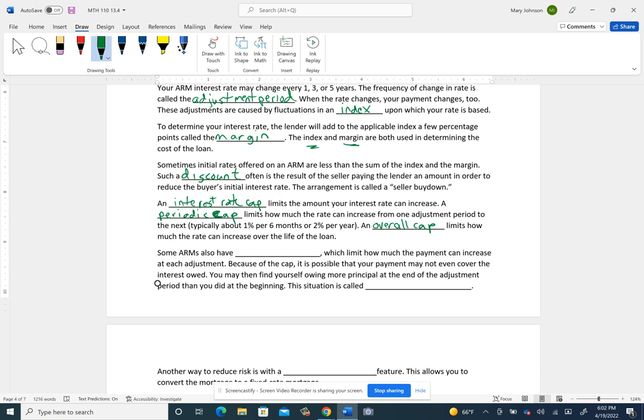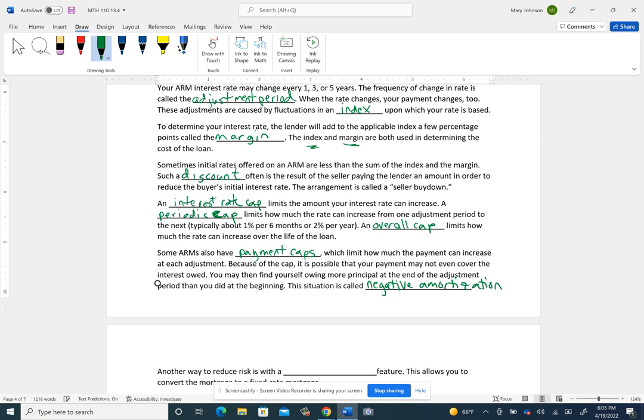All right, so some adjustable rate mortgages also have payment caps. So this limits how much the payment can increase at each adjustment. So maybe they base it on, okay, we don't want your payment to go up more than $50 each adjustment. So because of this, there are these times when your payment might not cover the interest you owe. You actually owe more principal at the end of the adjustment period than you did at the beginning, which is weird but can happen. And that's a situation called negative amortization.